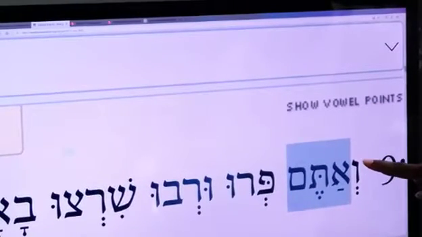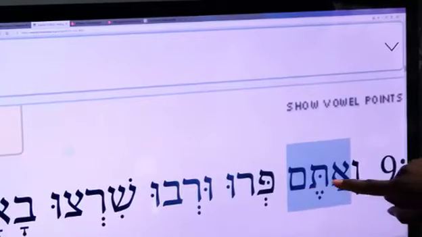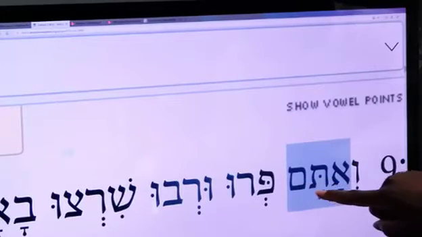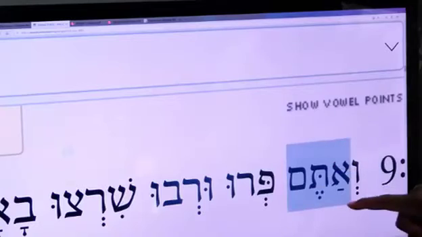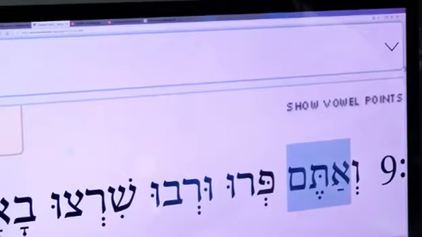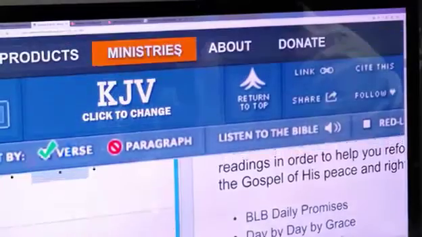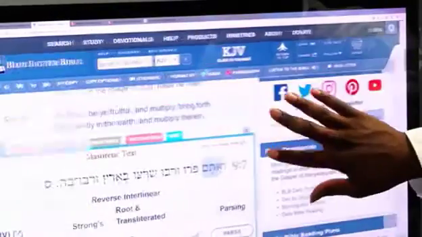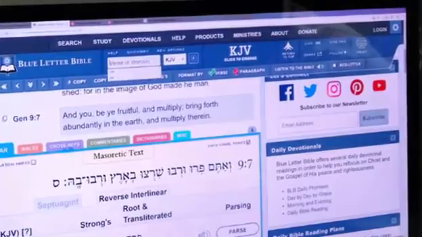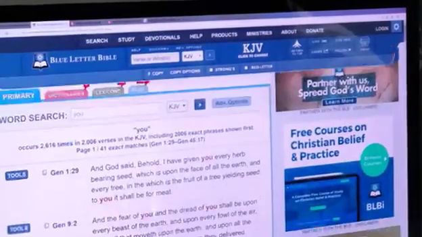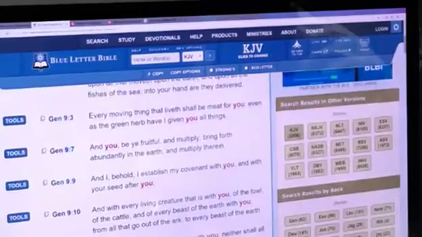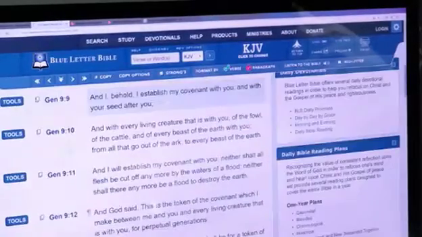It says here, wa atham. This is the masculine plural form of atha. Atha is masculine singular. Atham is masculine plural. Okay, so let's see if we can find a masculine singular example. All right, let's type in you again. Again, I believe this will be the plural form. Let me just check to make sure.